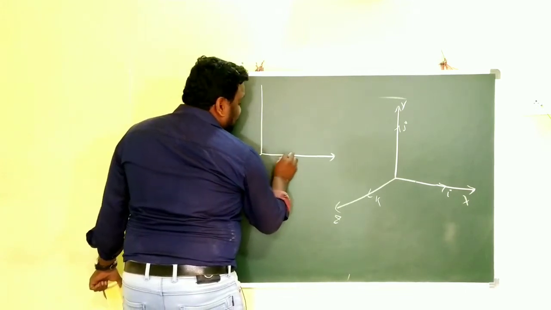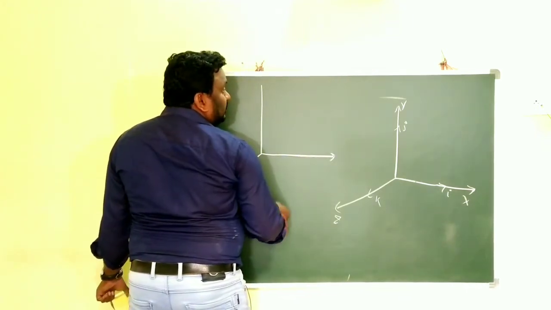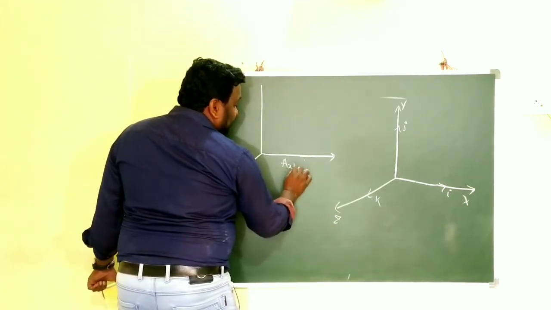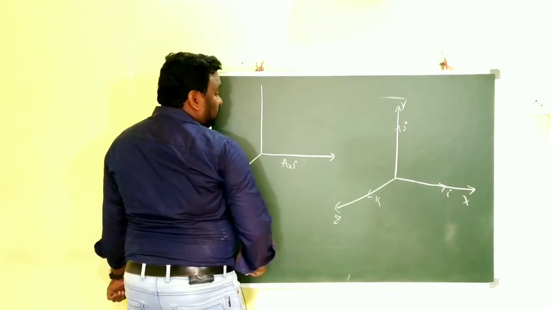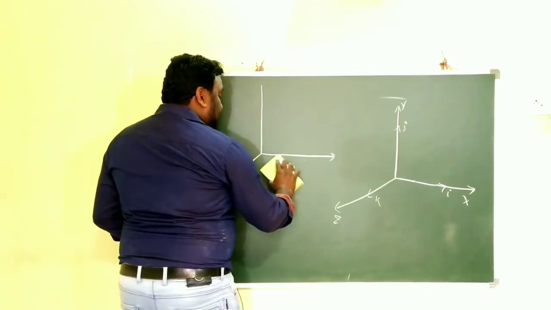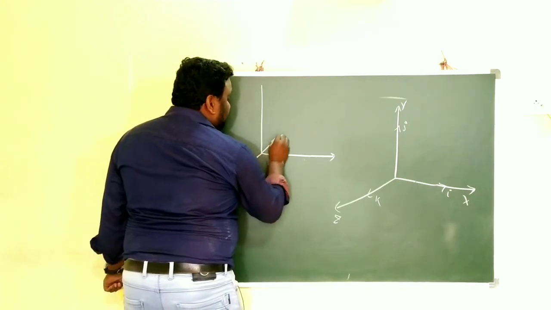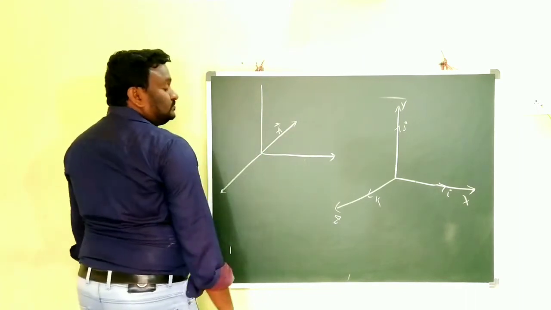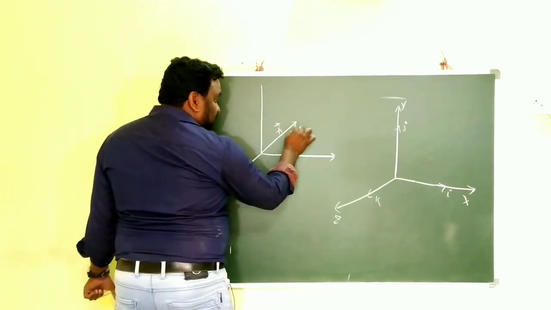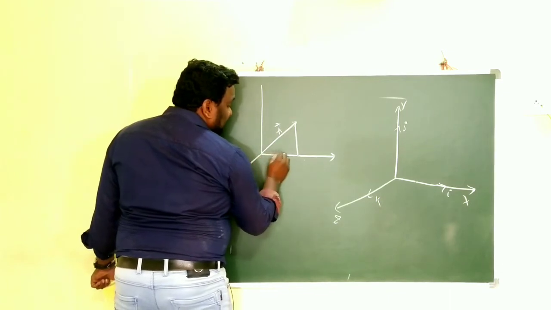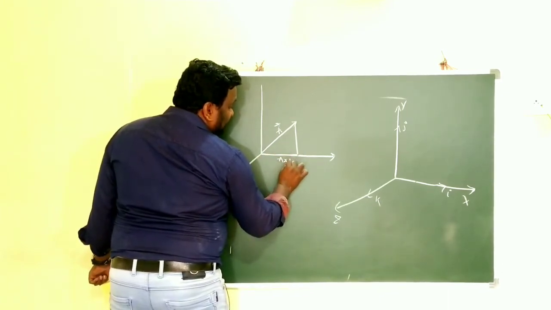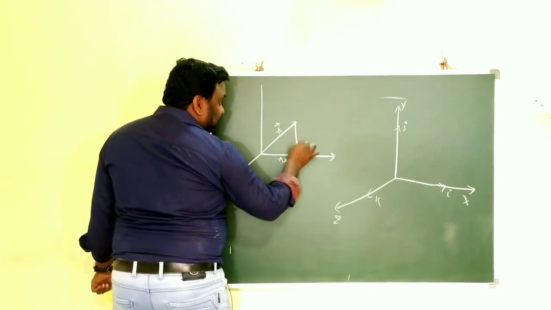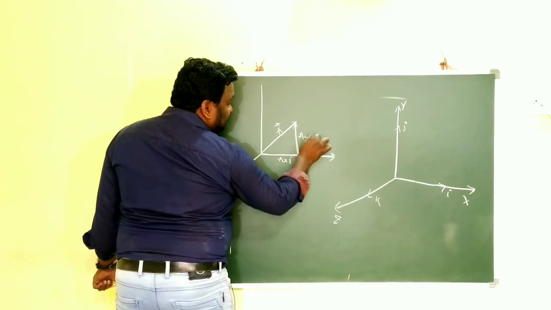And now children, here this is one vector. Here I am writing this as A. This is vector A. Now that can be divided into two components. One is on the x-axis, that is A x i, and the other is on the y-axis, and it is the y component, that is A y j.